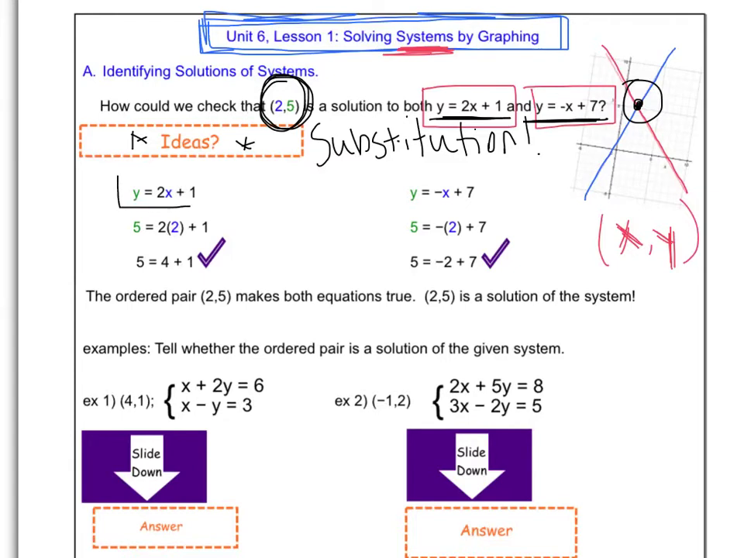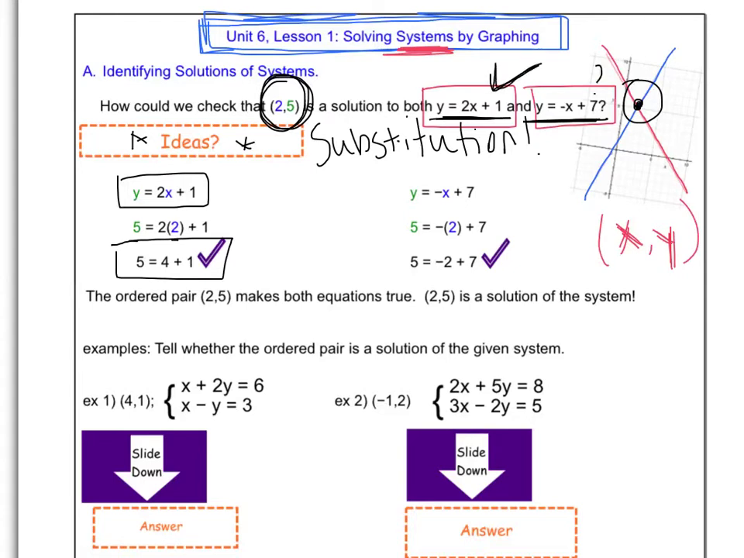So my first equation is here, y equals 2x plus 1. I put in 2 for x, I put in 5 for y, and I follow some PEMDAS and I see that, wow, 5 is in fact equal to 4 plus 1. So that works. That's half of the battle. I have to check the other one. Okay, so I checked this one.